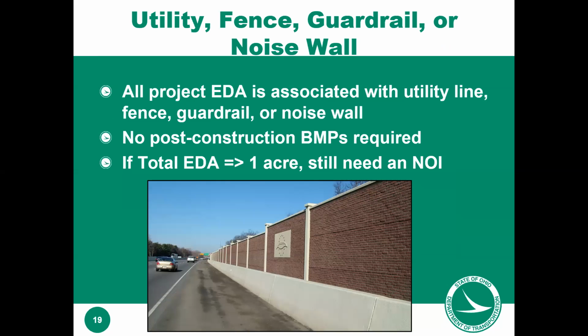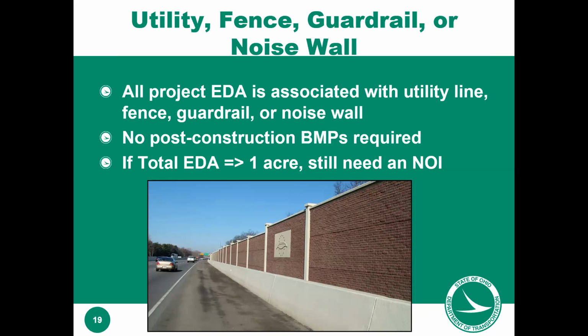Next, we'll get into these straight projects. So utility, fence, guardrail, and noise wall. ODOT does a lot of noise wall, so this comes up a lot. But if all of the project is associated with a new fence or guardrail or noise wall or utility line, you still need an NOI and coverage under the construction general permit if the disturbance is equal to or over an acre. But you don't need a post-construction BMP, and that's something that was written into the permit. It's written into the L&D.